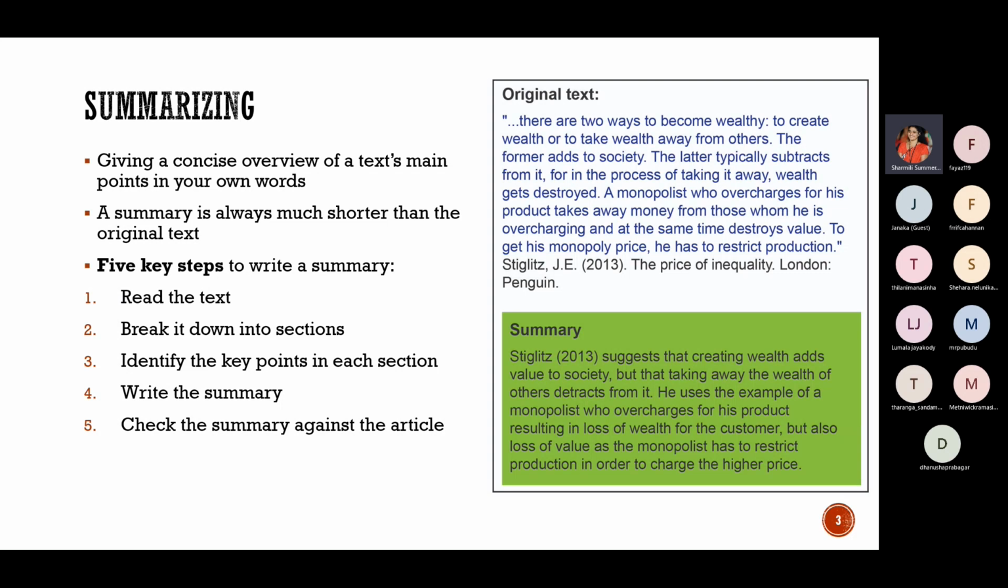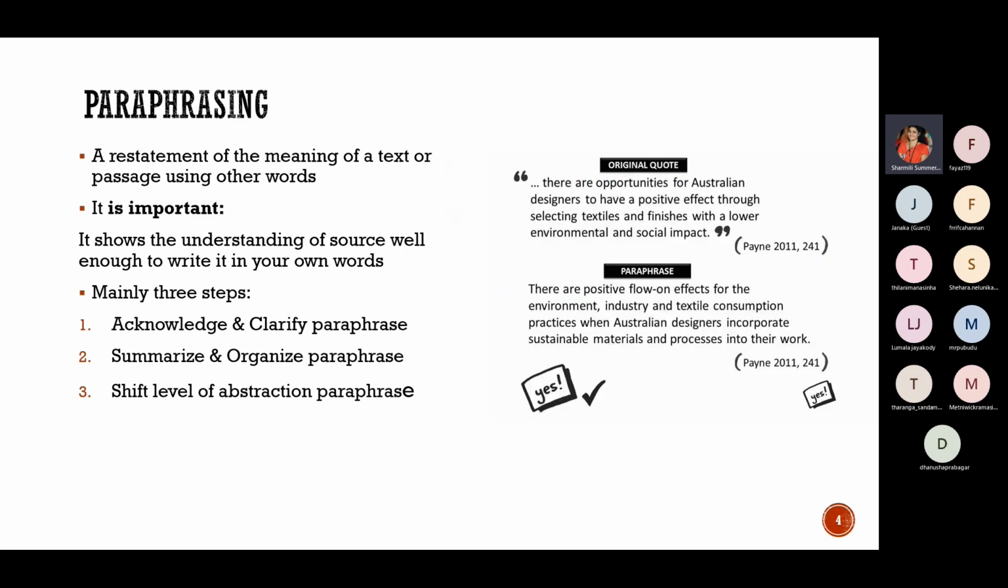So then all together, you can join all the key points that you have taken from the sections. And after that, you can see there is one paragraph. So that is your summary. And then check again with the articles whether you have incorporated all the major concepts of the main text or not. So this is regarding the summary.